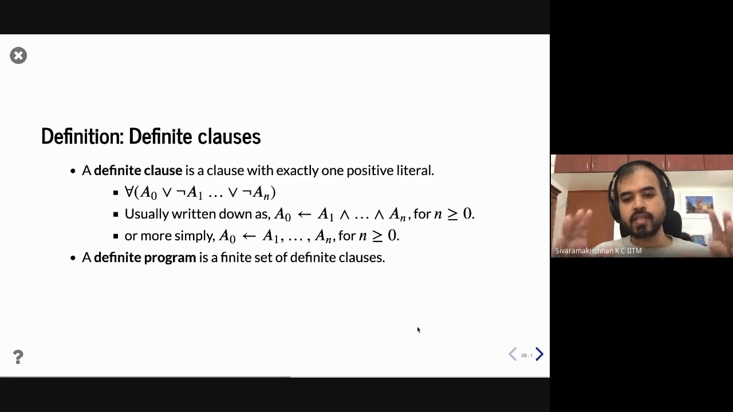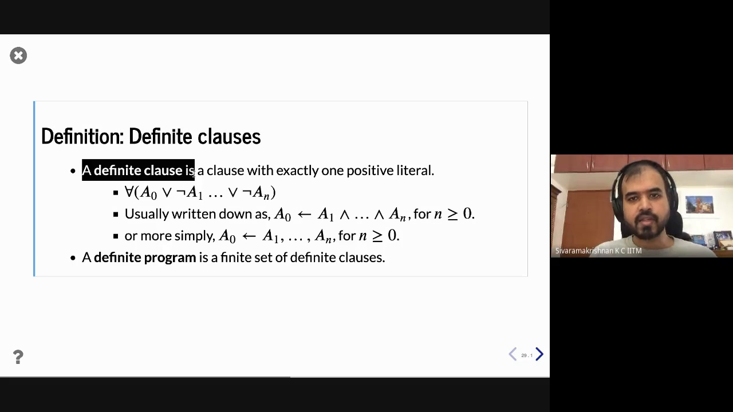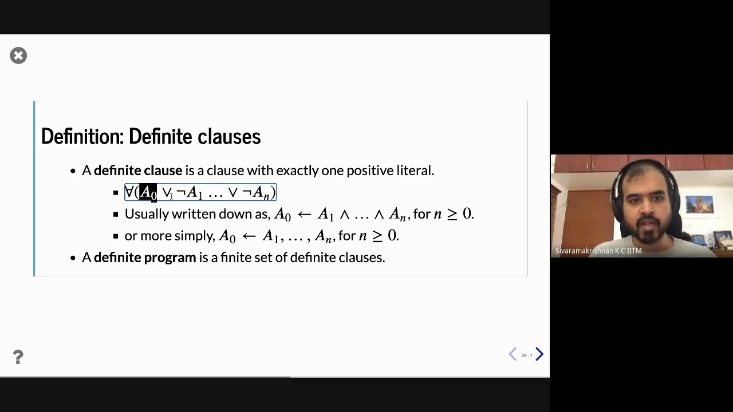So that is a clause. We are going to define a subset of clauses, which are known as definite clauses. A definite clause is a clause that has exactly one positive literal. Again, recall that a positive literal is an atomic formula, and a negative literal is a negation of an atomic formula. So a definite clause is a clause that has exactly one positive literal. There is one positive literal here, and everything else is a negative literal. And you have a for all quantifier on the outside.